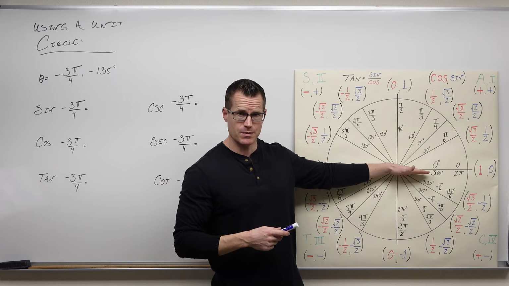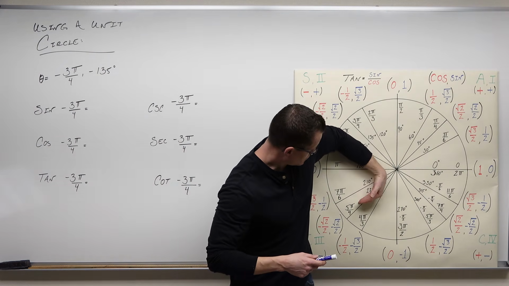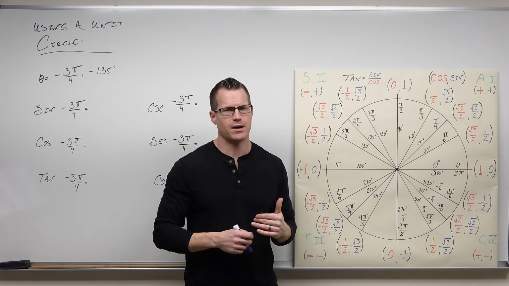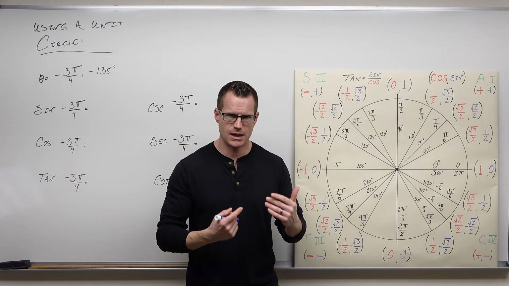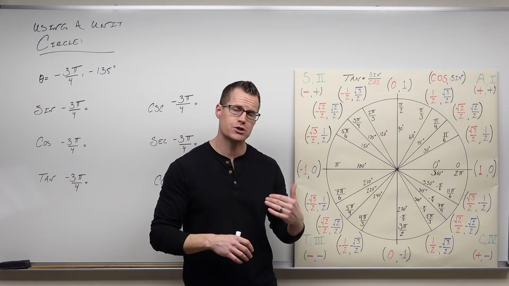So negative 3 pi over 4 is, here's negative 1 pi over 4, 2, and 3. Negative 3 pi over 4 is coterminal with 5 pi over 4. You're going to get the same exact sine, cosine, tangent, all these trig functions as if you had 5 pi over 4, or 225 degrees.